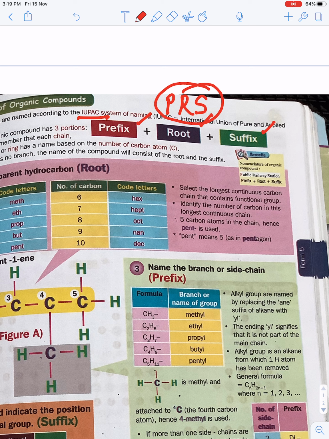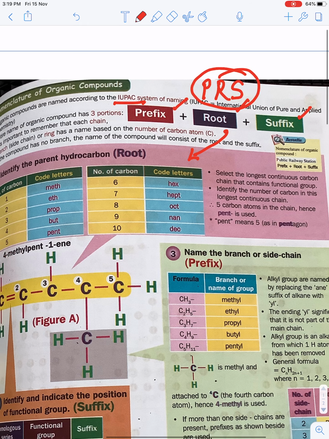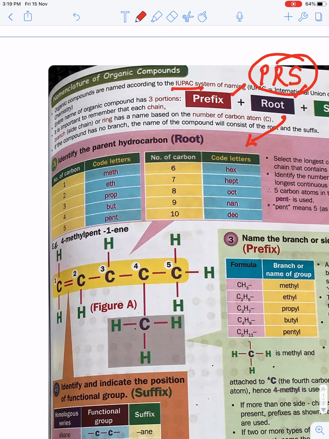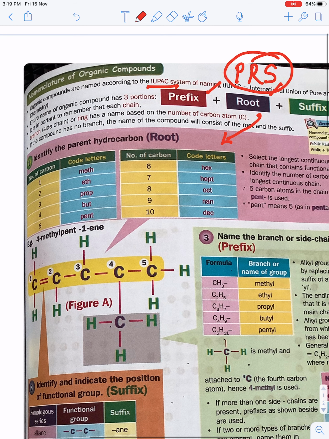So, apa maksud prefix, root, suffix? Kita start dengan root dulu. Root ni sebenarnya refer to a total number of carbon. Let's say kalau kamu ada 1 carbon, maka nama dia meth, and it can go on as shown over here. Di mana it can be like meth, eth, prop, but, pent, hex, hept, oct, non, dec.